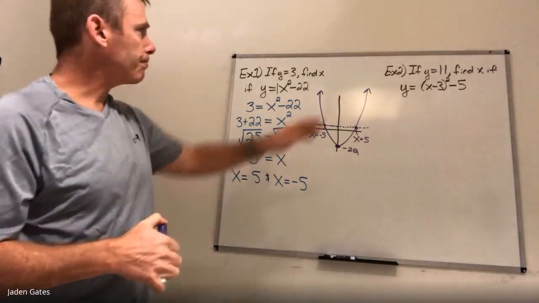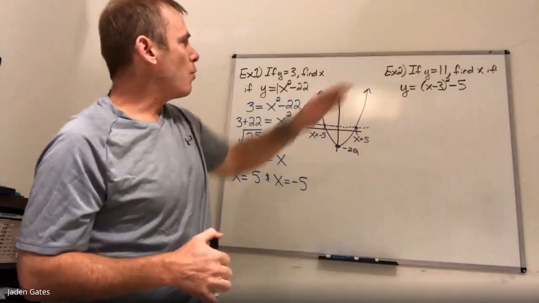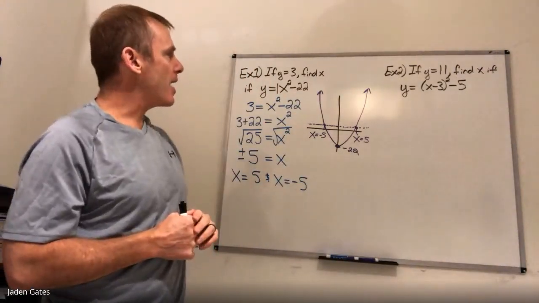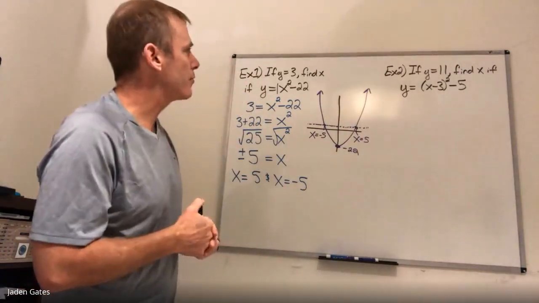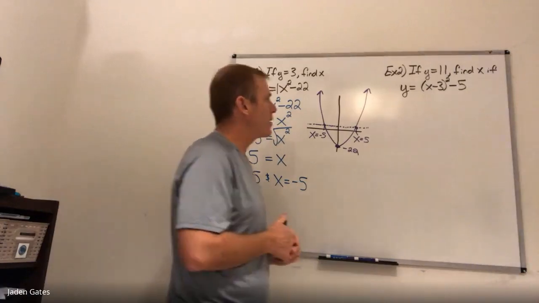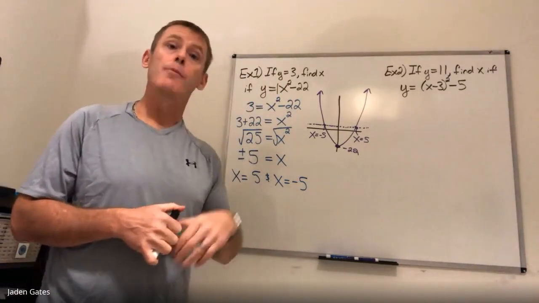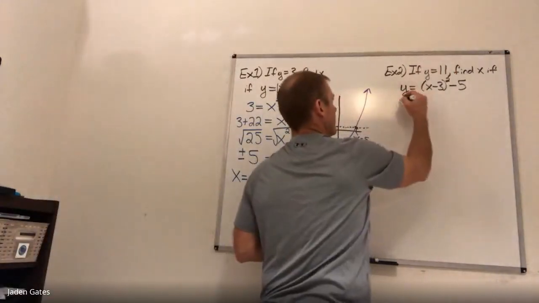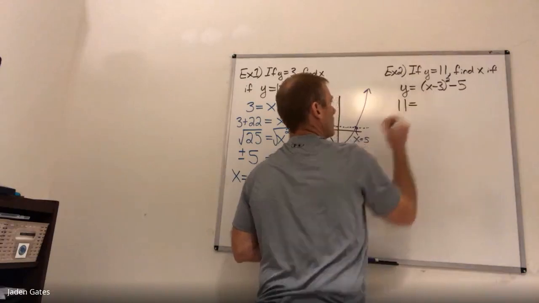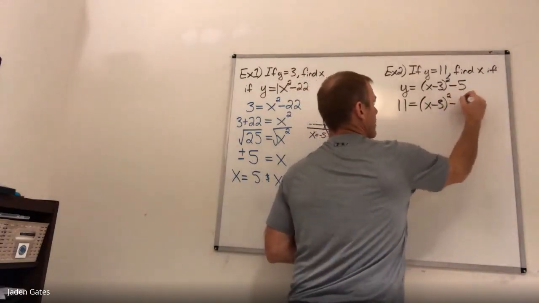All right. I go over to example 2. Again, I'm ramping it up here. If y is equal to 11, find x if y equals, and here's the equation of my parabola in vertex form, y equals x minus 3 squared minus 5. So again, I want to solve for x. I'm going to substitute in my y value, which is 11 this time. All right, and that again is equal to x minus 3 squared minus 5.